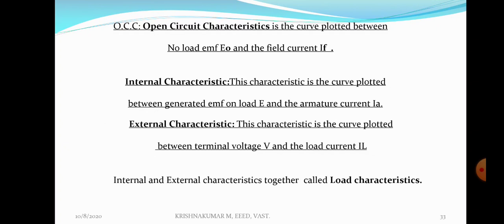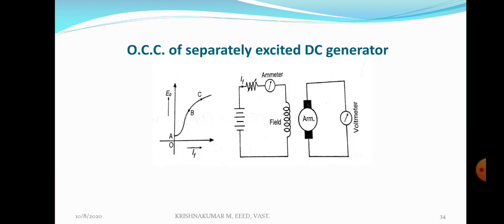Thus there are three characteristics: OCC or magnetization characteristics, internal characteristics, and external characteristics. These internal and external characteristics are collectively known as load characteristics. OCC shows the relation between E0 versus IF, internal characteristics shows the relation between E versus IA, and external characteristics shows the relation between terminal voltage versus load current, V versus IL.